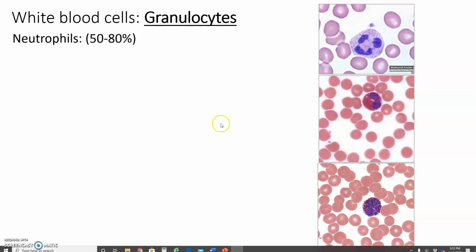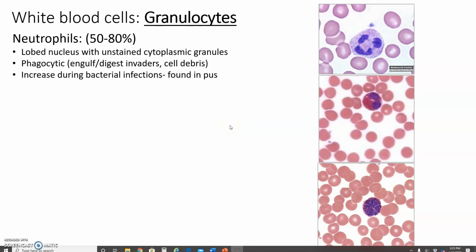There are the neutrophils, which we see pictured here. Those are very common. They make up about 50 to 80% of our white blood cells. So they have a lobed nucleus with unstained cytoplasmic granules. They are phagocytic, so they engulf and digest invaders or debris in our blood. And we see the levels of these increase if we have an infection. So this is what makes up a large portion of what we would call pus.